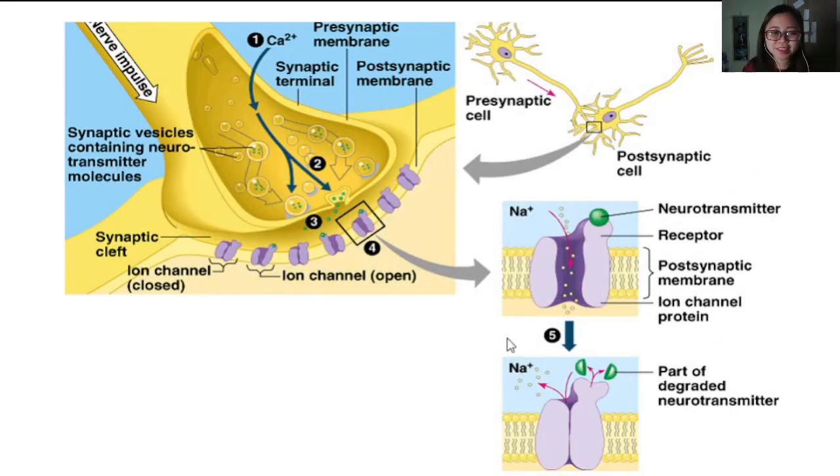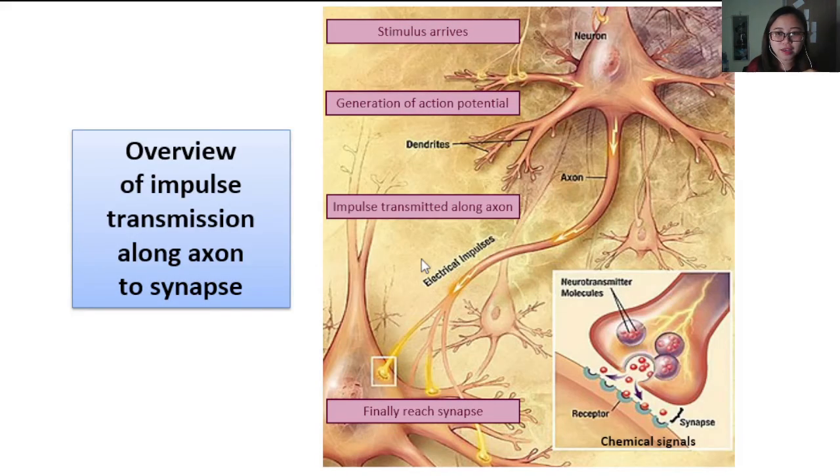So this is another diagram showing what it looks like at a synapse. This is the kind of diagram that you usually see, and it has more details. Do use diagrams like this when you're learning more about the synapse. And just a very quick overview of the impulse transmission along the axon to synapse.